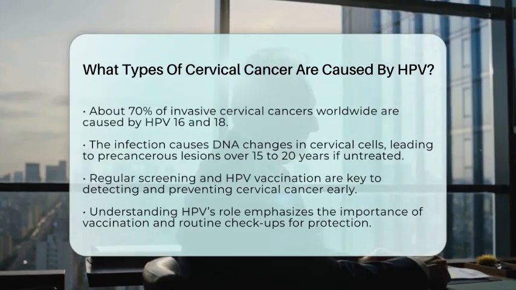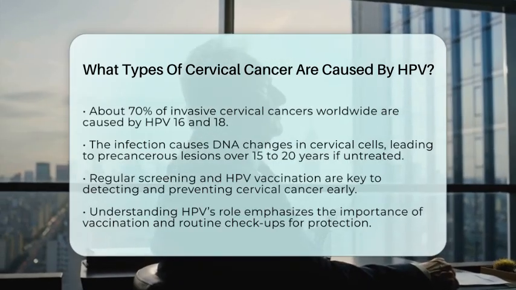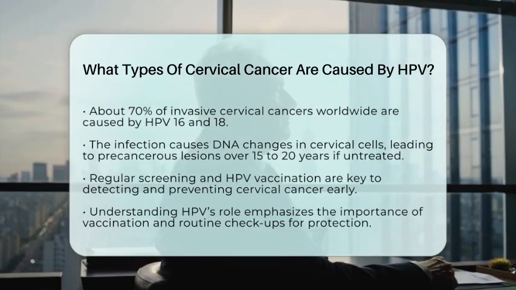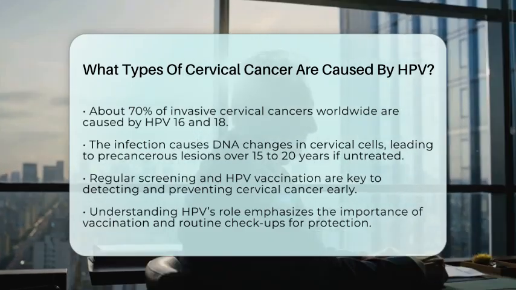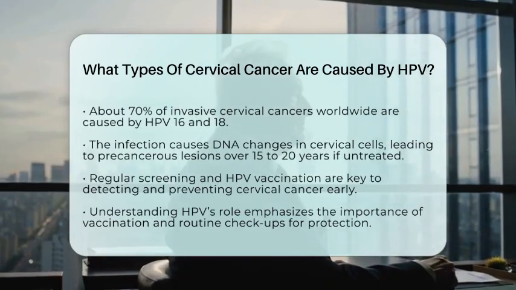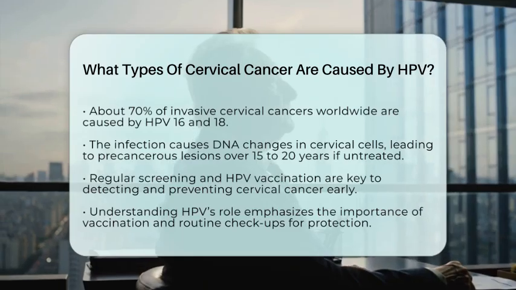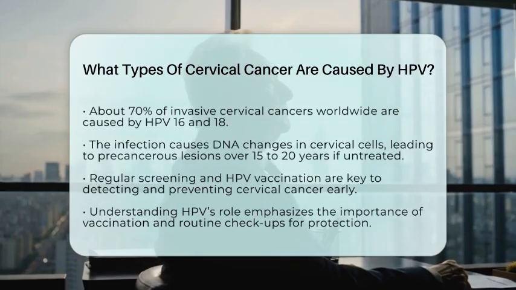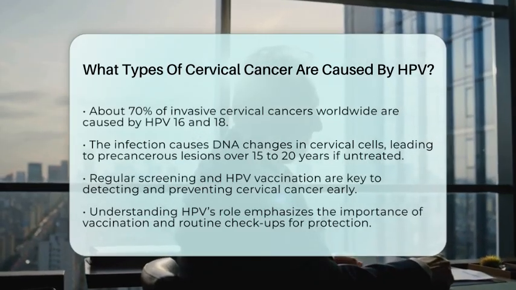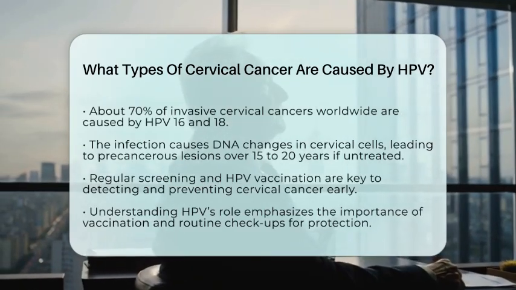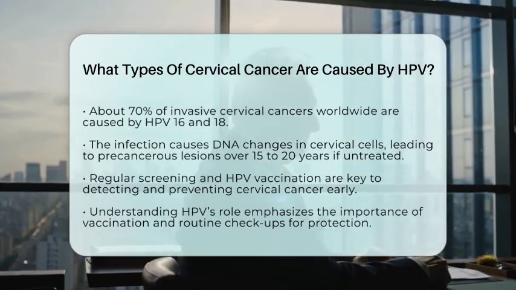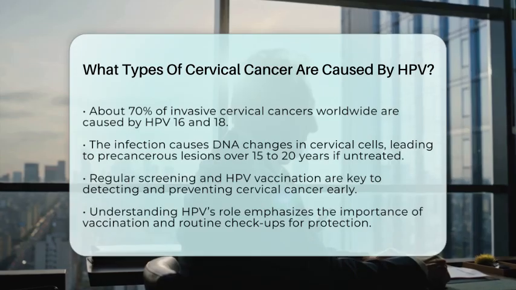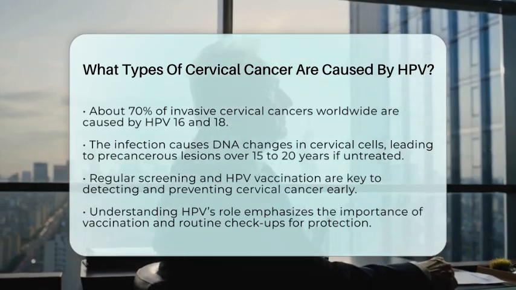In summary, HPV causes cervical cancer mainly by infecting the squamous and glandular cells of the cervix. This leads to two main types: squamous cell carcinoma and adenocarcinoma, with HPV types 16 and 18 being the most significant contributors. Understanding this helps emphasize the importance of HPV vaccination and routine cervical screening to catch any abnormal changes early. Always consult healthcare professionals for personalized advice and screening options to stay protected.